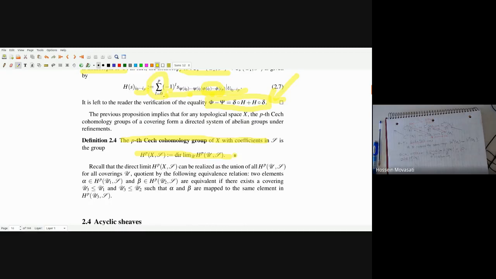Again, let's say, what is this direct limit over all coverings? We just take a disjoint union of all these cohomologies for all coverings. This is the reason why it's kind of useless, because we are dealing with all coverings of a manifold or topological space, and in practice you will never consider all coverings. And then we have to take a quotient to make it smaller.